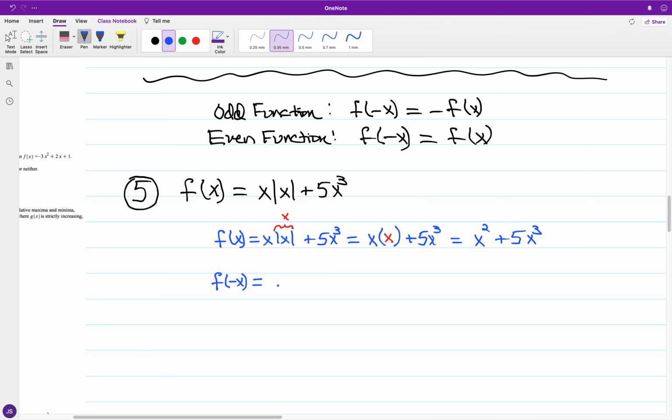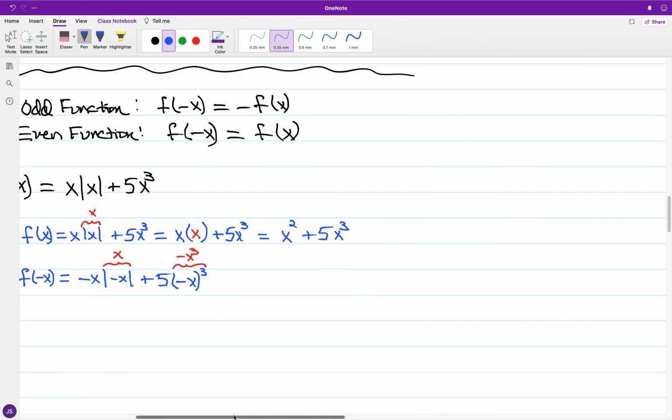Now, for f of -x, just putting in -x in place of x, we have -x times the absolute value of -x, plus 5 times the cube of -x. Now, just like the absolute value of a positive is positive, the absolute value of a negative is also positive. So the absolute value of -x is going to be x. And for the cube of -x, we have a minus x cubed.